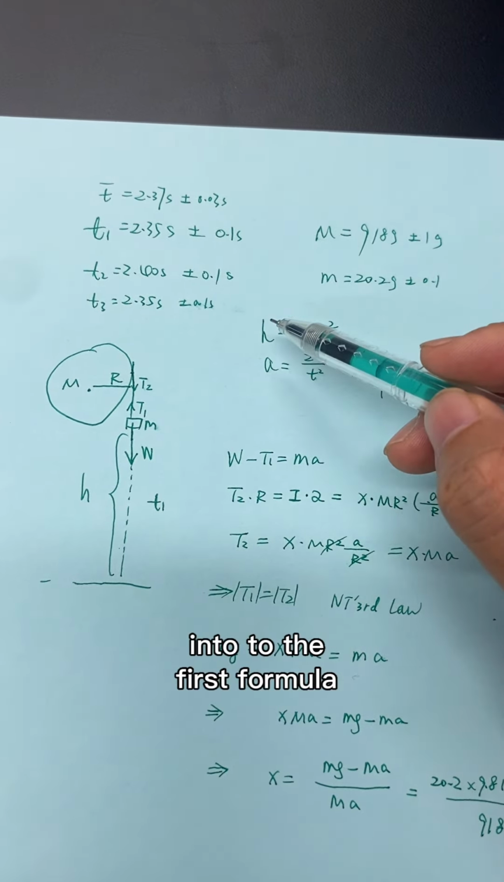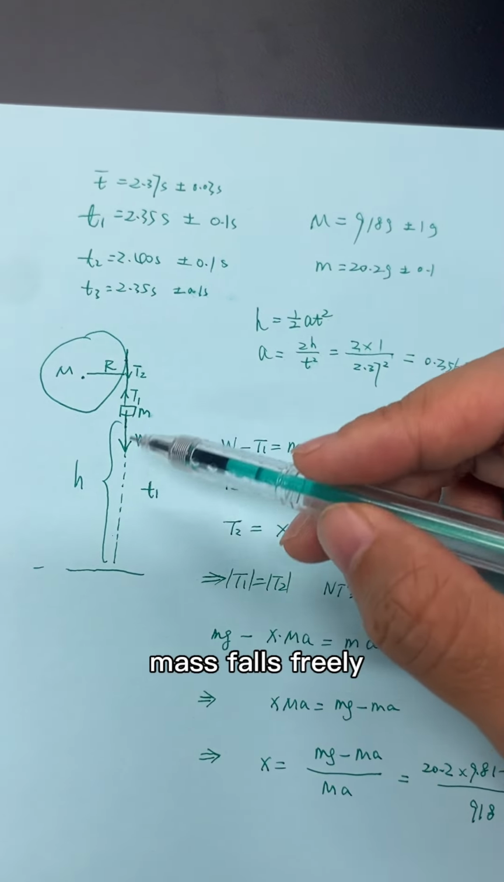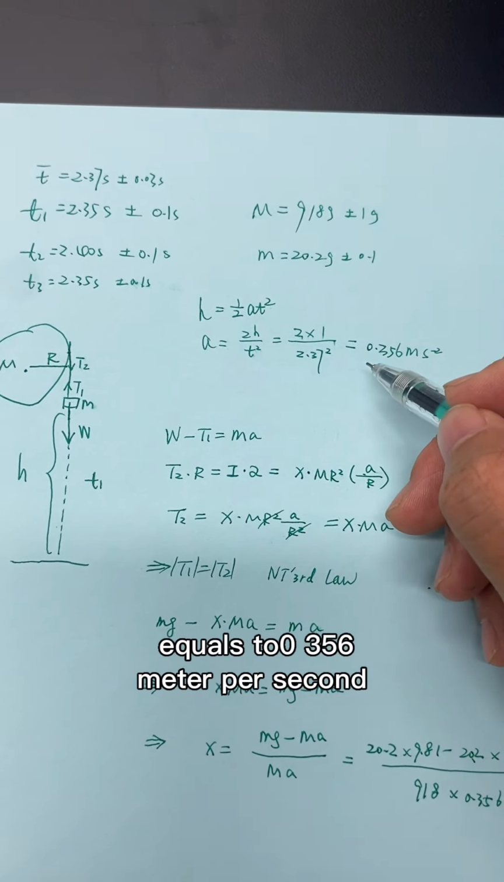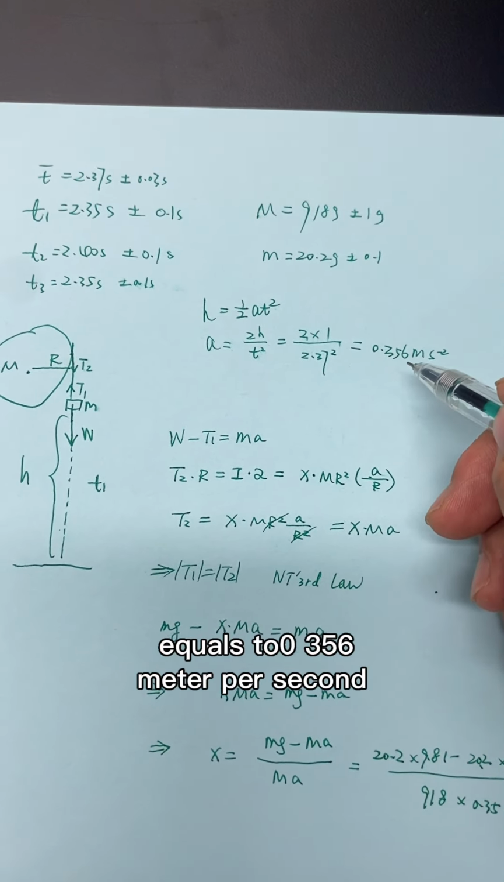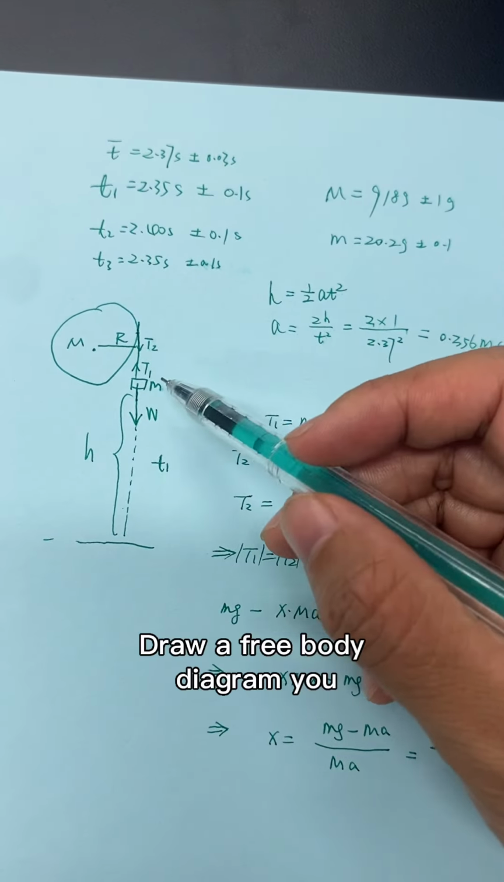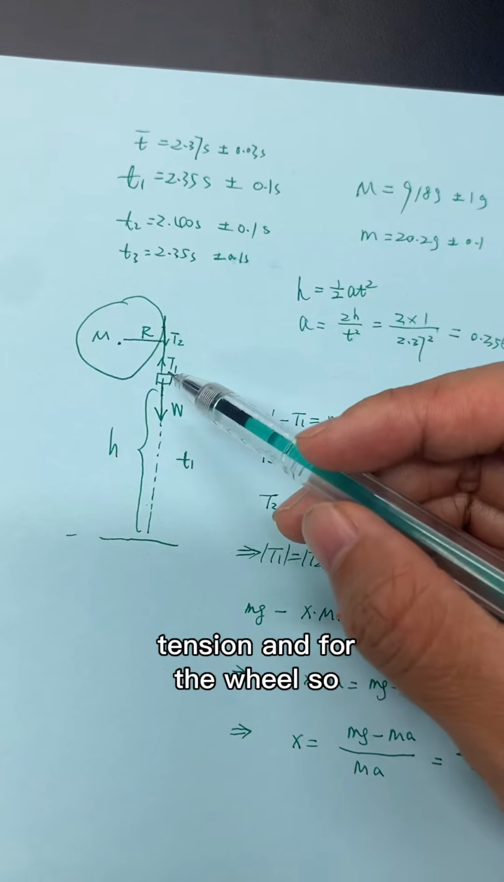Then plug into the first formula, h equals 1/2 a t squared, which basically means that the mass falls freely. So I can calculate the acceleration equals 0.356 meters per second squared. And then let's draw a free body diagram. You can see that the mass feels 2 forces, a weight and also a tension.